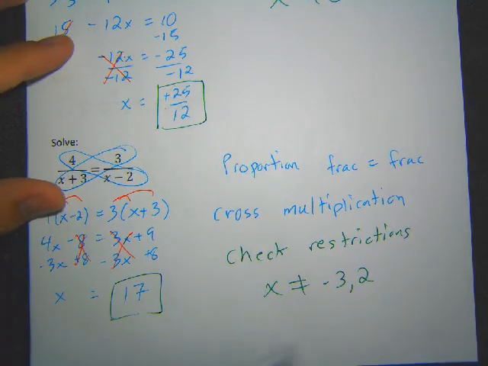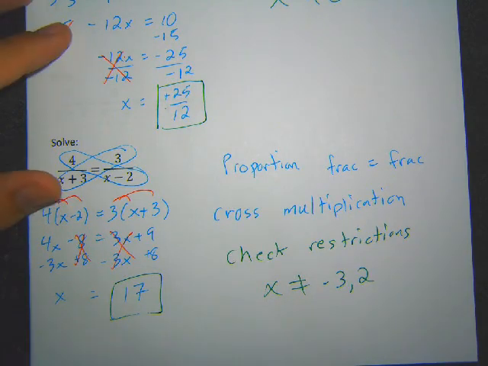17 is not -3 or 2, so we're allowed to use 17. 17 is a valid answer. There's always a possibility when you're solving these rational equations, because x is on the bottom, that the answer you get would make the bottom 0, and if it does, then you can't use it, so you have to toss it out.